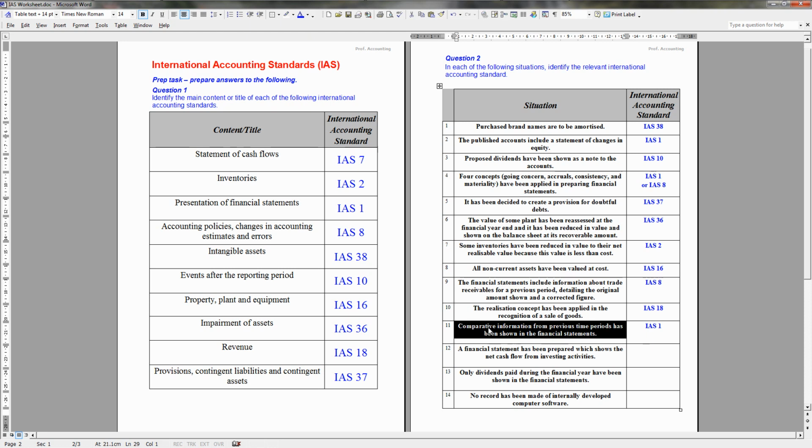Okay, 12 now. A financial statement has been prepared which shows the net cash flow from investing activities. So that's obviously producing what? It's a financial statement. Well, what is the statement that's going to be produced to show net cash flow from investing activities? Well, it's got to be cash flow, hasn't it? So that's IAS 7. So for 12, IAS 7. It's not IAS 1.